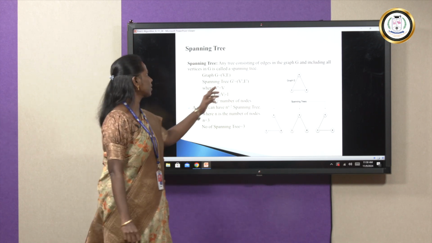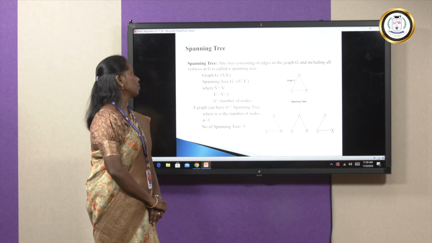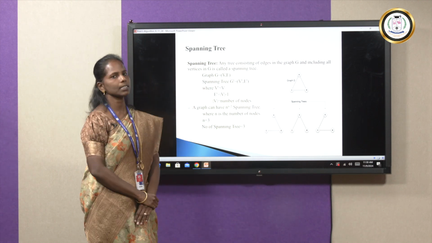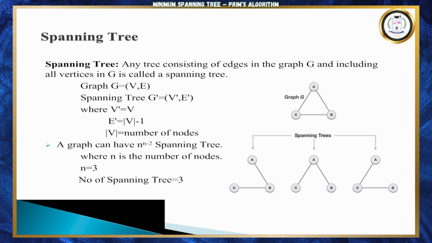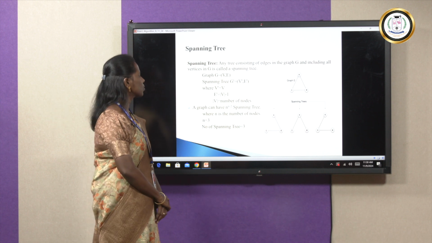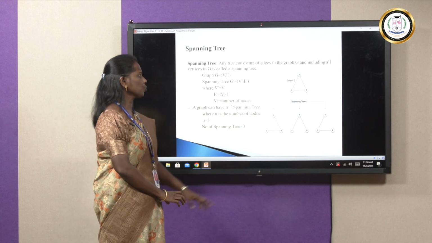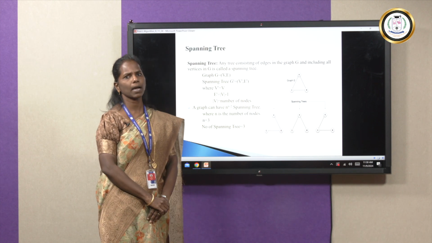So, here we have a graph. The graph has 3 nodes and 3 edges. From that graph we are going to construct the spanning tree. The number of spanning trees we can construct from the graph depends on the number of nodes. For example, if you have n nodes, we can have n power n minus 2 spanning trees. In this diagram, the graph has 3 nodes. So, 3 power 3 minus 2 is equal to 3. So, totally we can construct 3 spanning trees.